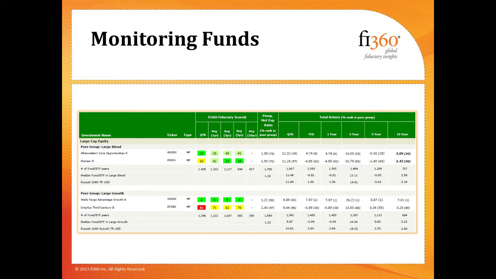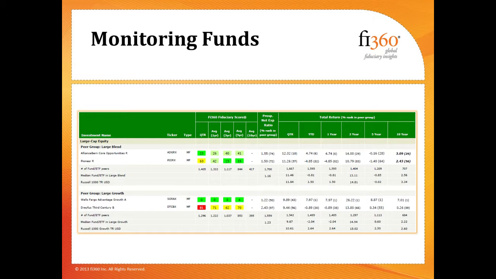can look at, again a snapshot into the fund. We have expense ratio information and total return information. So 3-month through 10-year returns, percentile ranks for those, number of funds within the calculation, median fund or ETF performance in the peer group, and then an index that can be assigned to that peer group.